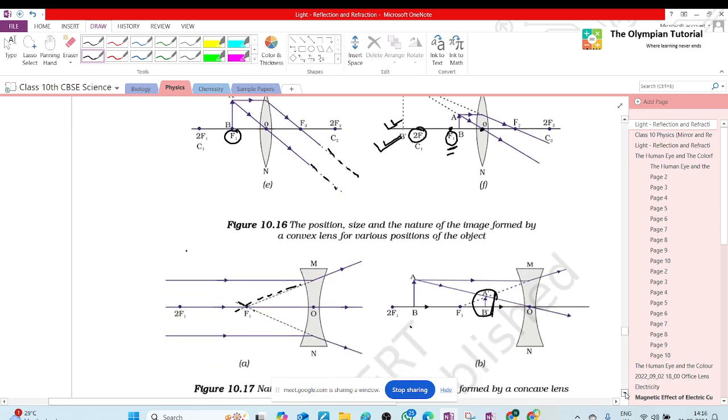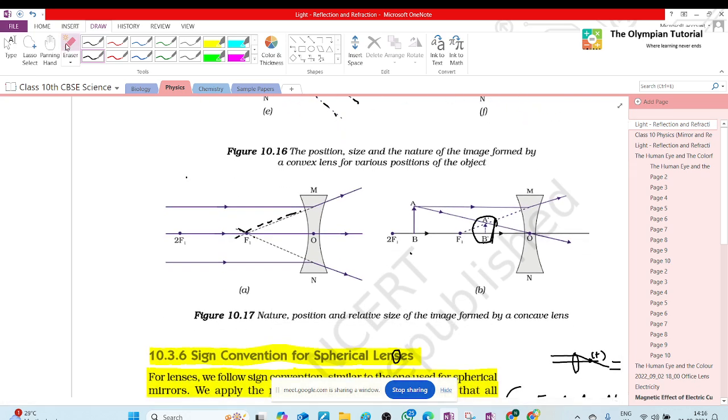In case of a concave lens, only two cases arise. In the first case, when the object is between infinity and focus, the image will be formed at f1. And if it is between f1 and O, a virtual, erect, diminished image will be formed.